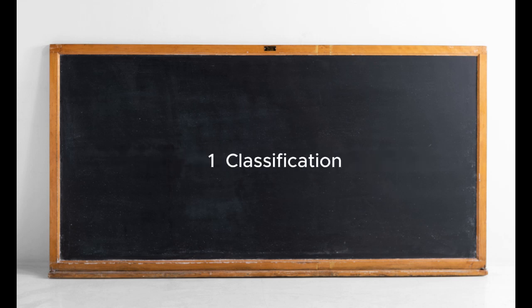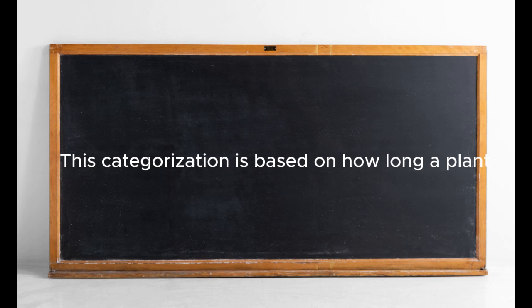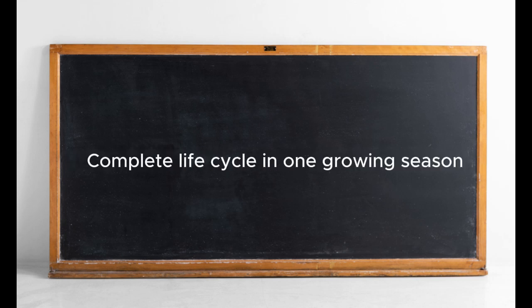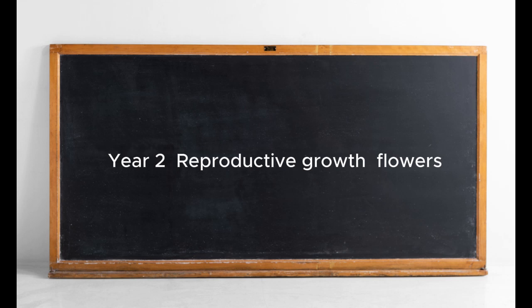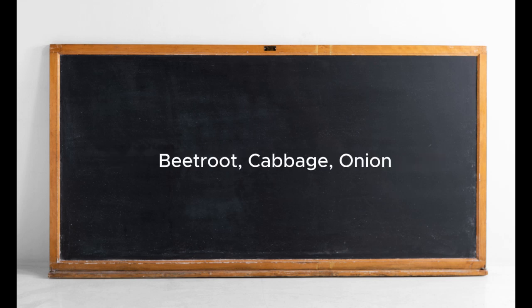1. Classification based on growth cycle. A. Annual crops. Examples: rice, maize, mustard, sunflower. B. Biennial crops. Year 1, vegetative growth. Year 2, reproductive growth. Examples: carrot, beetroot, cabbage, onion. C. Perennial crops. Examples: mango, apple, coconut, tea, coffee.